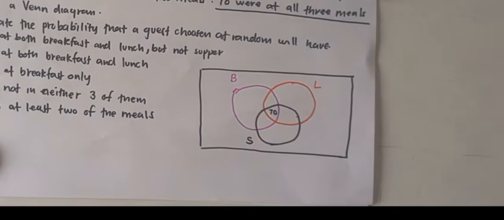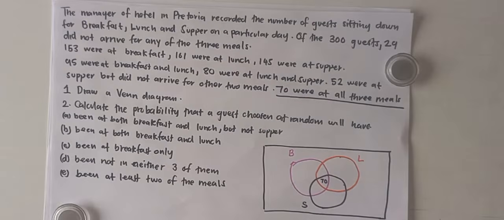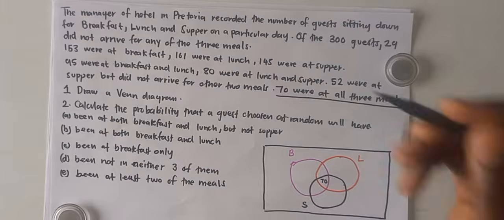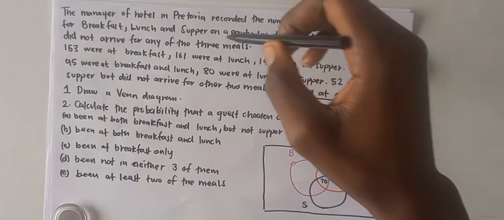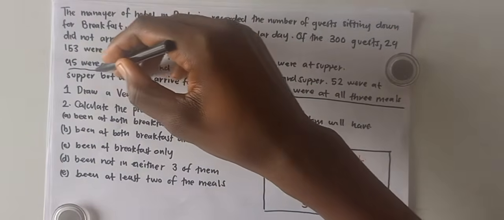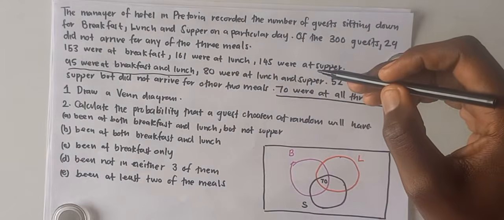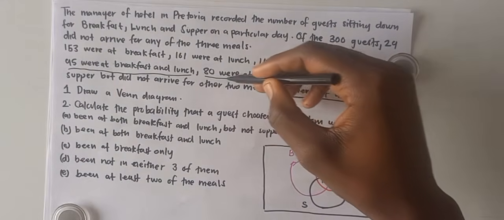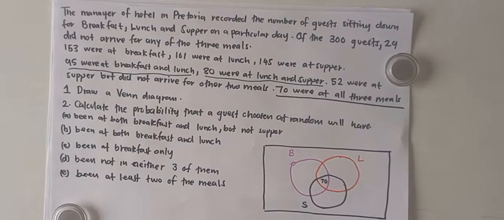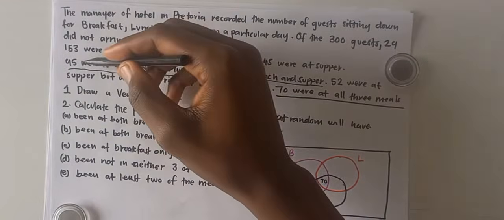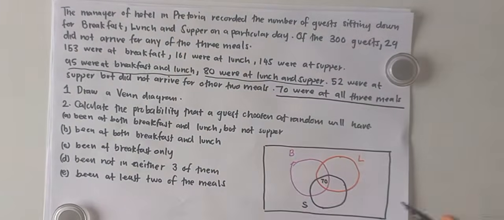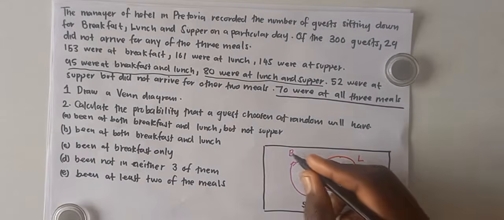I hope it's clear. For our next step, guys, you have to be very careful. We have to go with the ones that have both, the overlaps of two events. This region is for both, and this one is also for both. So this one says that 95 were at breakfast and lunch. So 95 were for breakfast and lunch.